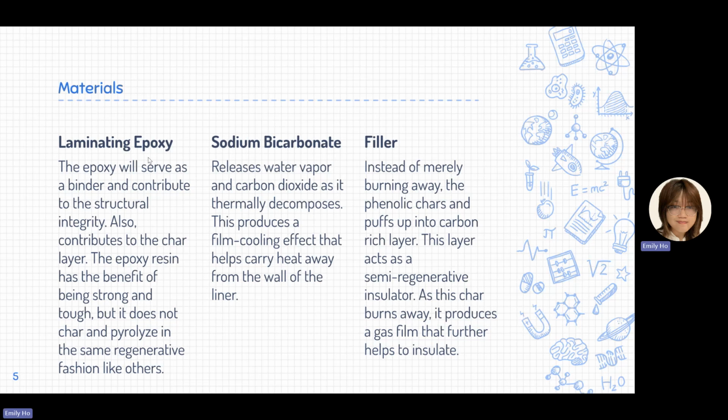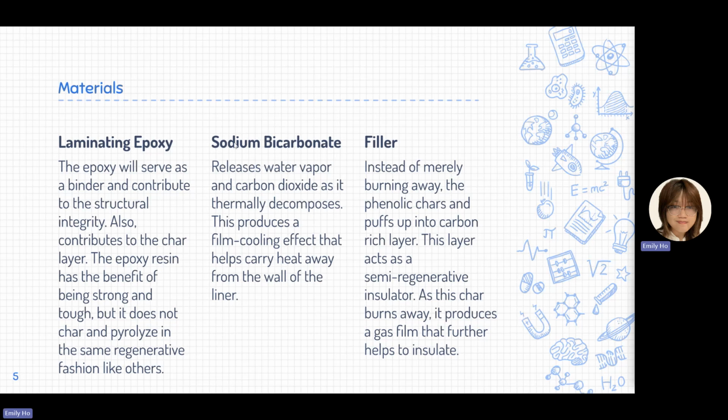For laminating epoxy, the epoxy serves as a binder and contributes to the structural integrity and the char layer. The epoxy resin has the benefit of being strong and tough. It does not char and pyrolyze in the same regenerative fashion like others. This helps the first function, which was to withstand the mechanical stress of the pressure in the chamber and the shearing action of high velocity gas. This also plays into the third function of ablating or shedding away when it's incapable of withstanding the heat.